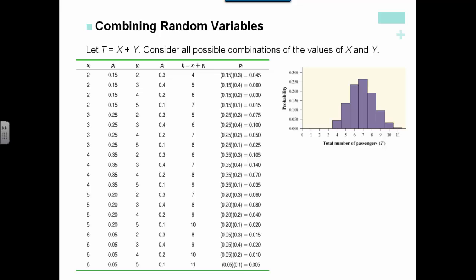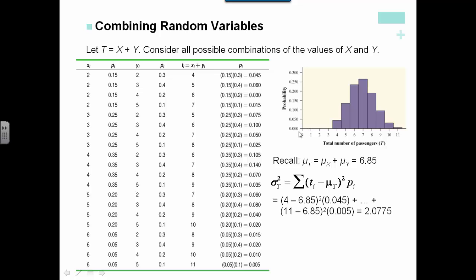in our example. So this is the total number of passengers, t, versus the probability. Recall that the mean of x plus the mean of y was 6.85. And the variance of t is 2.0775. The variance of x is 1.1875 and the variance of y is 0.89. What do you notice about the variance of t?